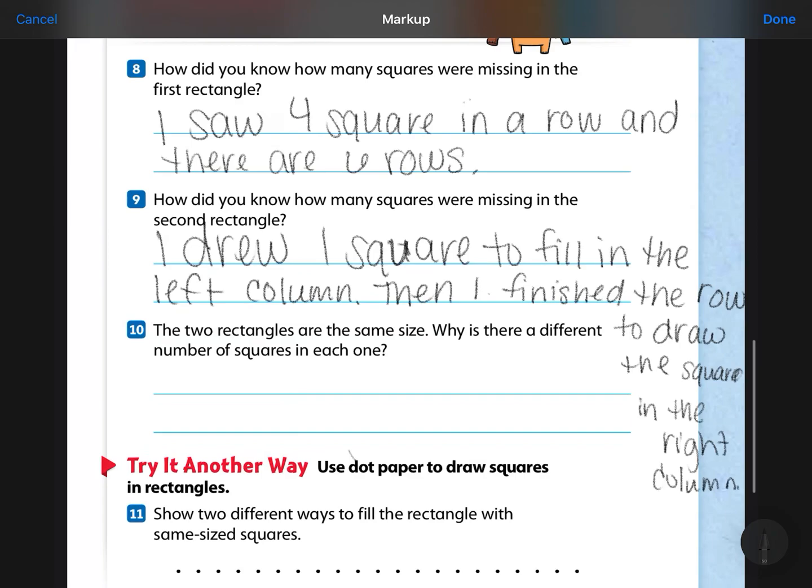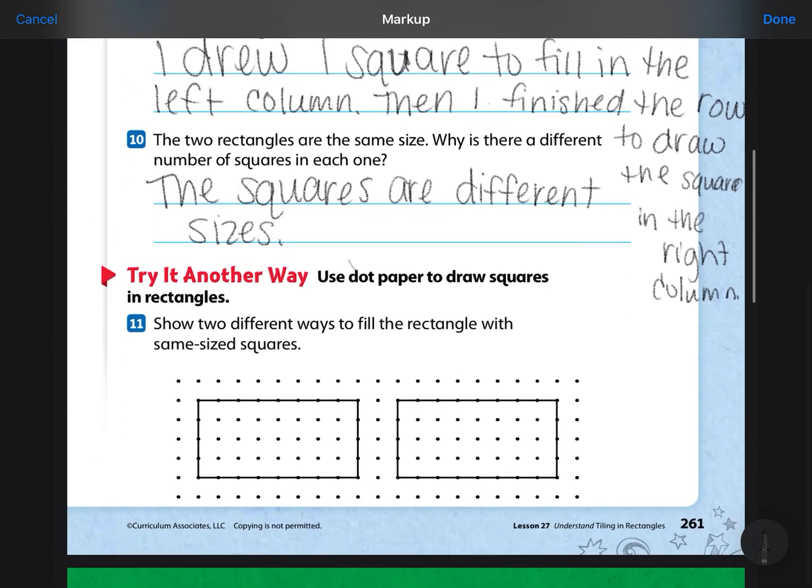The 2 rectangles are the same size. Why is there a different number of squares in each one? So when you think back to those 2 rectangles that are the same size, what's something that you notice? Think about that for a second. I notice that the squares are different sizes, so that's why there's a different number. The squares are different sizes. Okay, awesome.